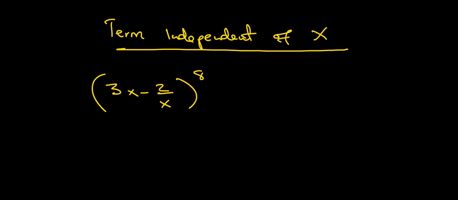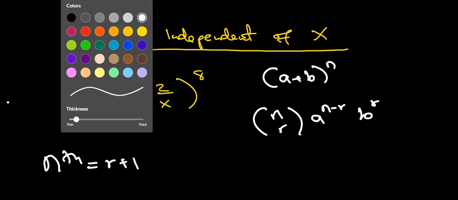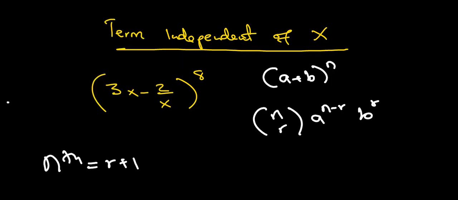We're supposed to use the nth term formula here, right? Provided the power n is positive, this is always going to be the case. The nth term is n choose r, a to the power n minus r, b to the power r, where the nth term is equal to r plus 1. This is what we should be utilizing all the time whenever we're trying to get the term independent of x, or even the nth term or anything. So the n is 8. We put our 8. We don't have the r. That's what we are looking for.